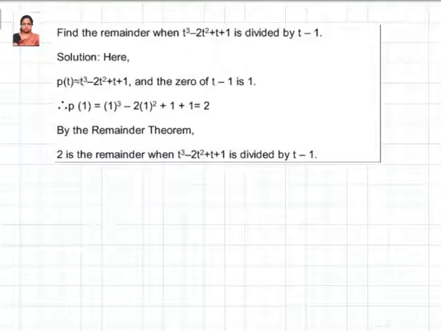So p of t is equal to the same thing, whatever you have here. And then you substitute t equal to 1 in this equation. When you substitute t equal to 1, you get p of 1, which is nothing but substituting t equal to 1, and then finally you get 2 as the answer. Therefore, the remainder is 2 for this equation.